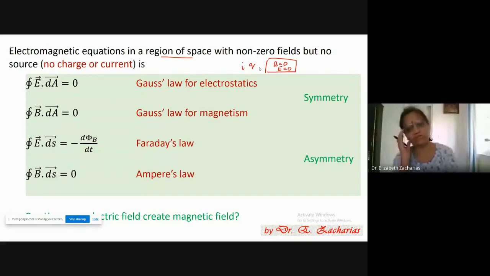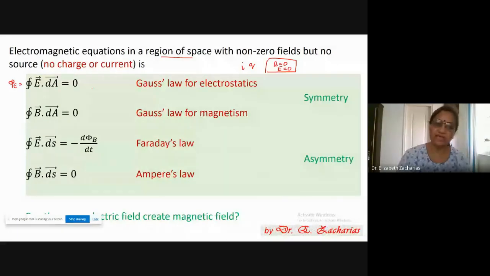And we are going to write some of the laws that we have studied till now. First thing we'll do is let us write Gauss's law for electrostatics. You remember what is Gauss's law? The electric flux phi E is equal to the integral of E dot dA over a closed surface, which is equal to charge divided by epsilon naught in a normal situation. But since there is no source, this part becomes zero. So you get integral E dot dA is zero. That's Gauss's law for electrostatics.